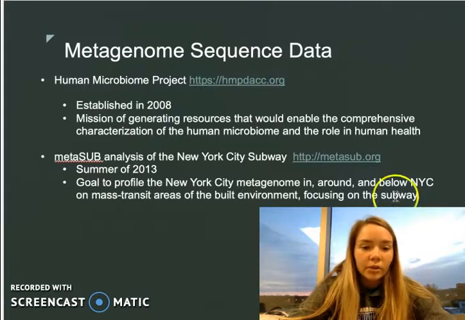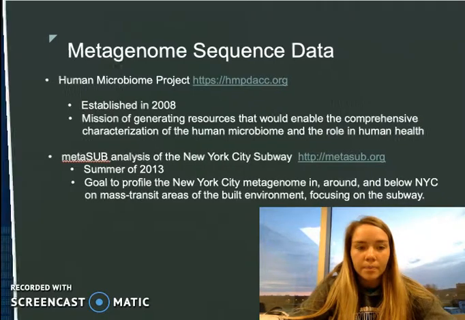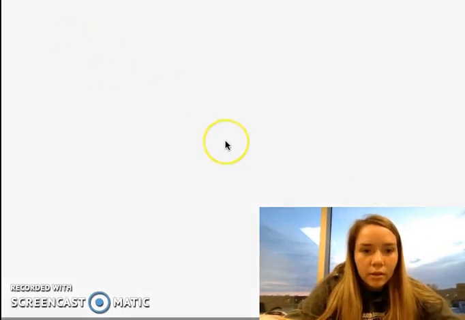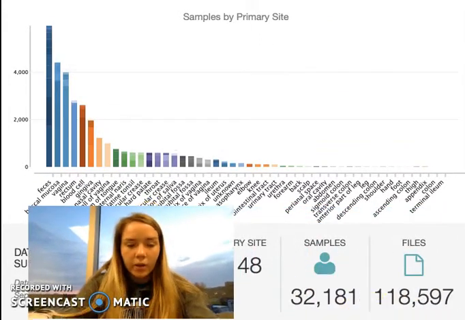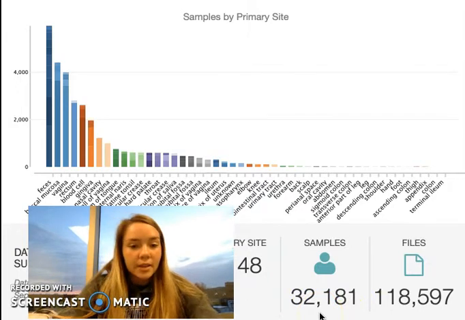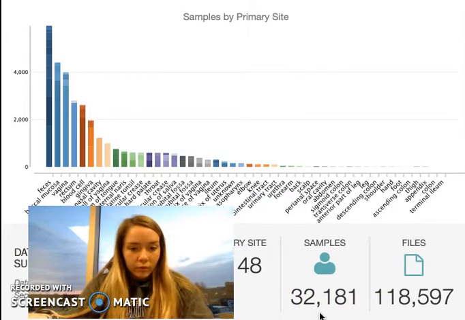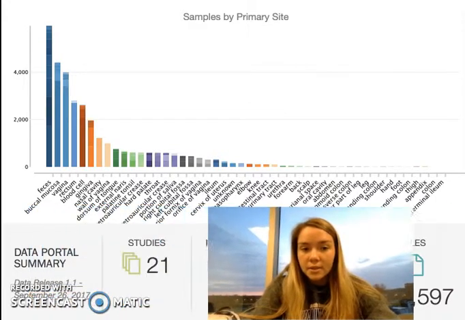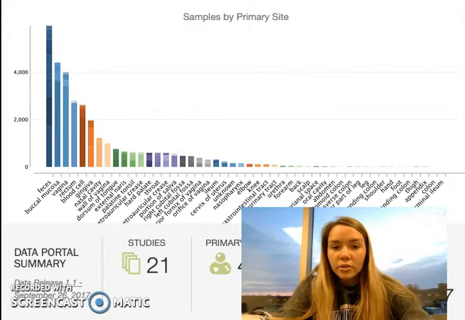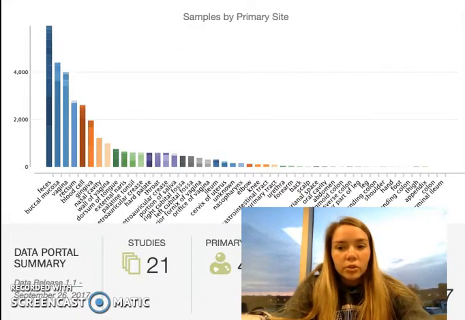By playing around on the website a little bit, I found that there was over 32,000 samples, and from those samples, there was also over 118,000 files that you can search through for these sequences. I also found that you can filter searches of your sequences based on body site, and this is actually what the scientists did in the paper that I read, and I'll explain that later.